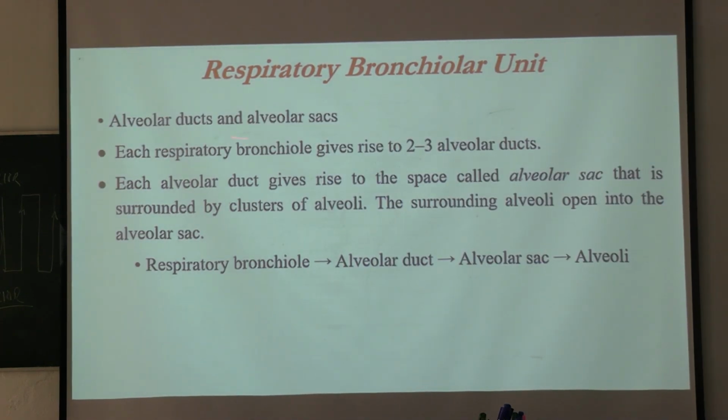Alveolar ducts and alveolar sacs are present. Each respiratory bronchiole gives rise to 2 to 3 alveolar ducts. Each alveolar duct gives rise to the space called alveolar sac, and that is surrounded by clusters of alveoli. The surrounding alveoli open into the alveolar sac. Respiratory bronchiole leads to alveolar duct, leads to alveolar sac, and it goes to alveoli. Okay.